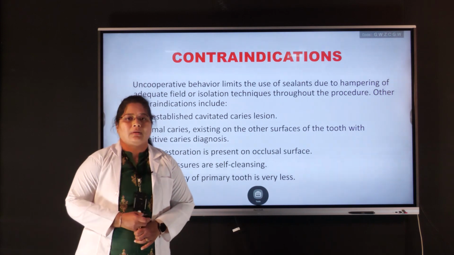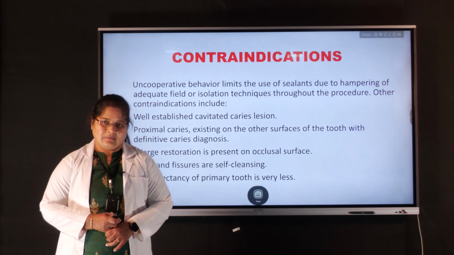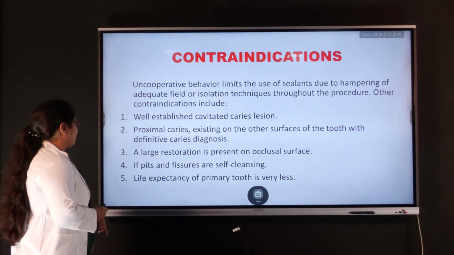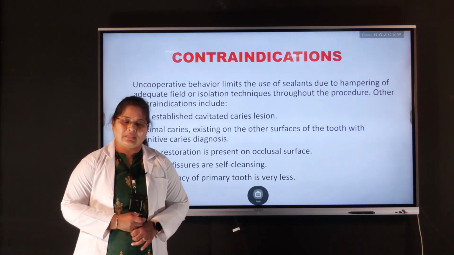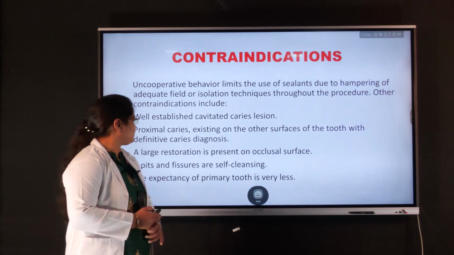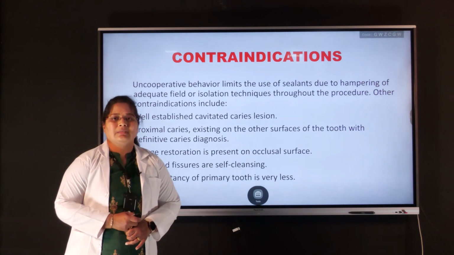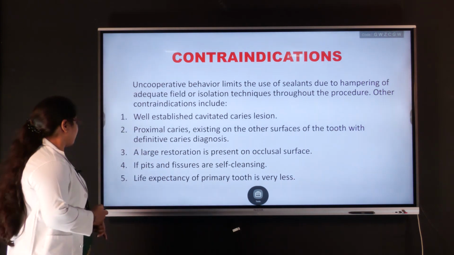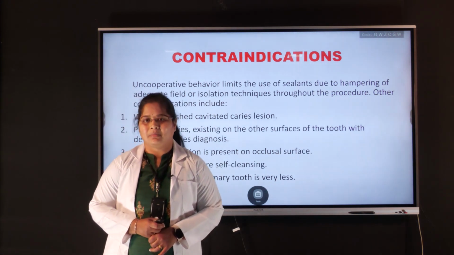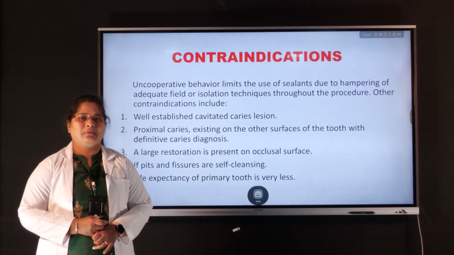Contraindications. Contraindications are well-established cavitated lesion, uncooperative patients. Along with that, large restorations on the occlusal surface or on the proximal surface, proximal caries, and life expectancy of the tooth is very less. And self-cleansing pits and the fissures. Those are nothing but U and V fissures are not indicated for the pit and fissure sealants.